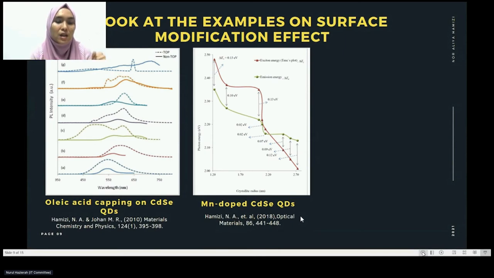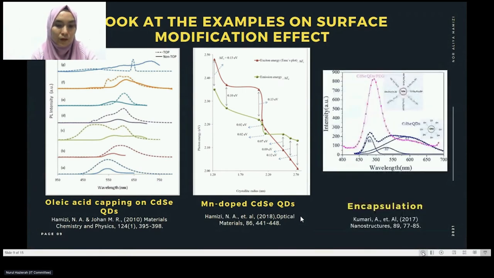The interstitials of this small manganese atom into the cadmium selenide lattice. The encapsulation of cadmium selenide quantum dot shows improvement of luminescent intensity with a slight redshift character. Does it prove that the encapsulation effort will not oppose any optical properties of quantum dot?